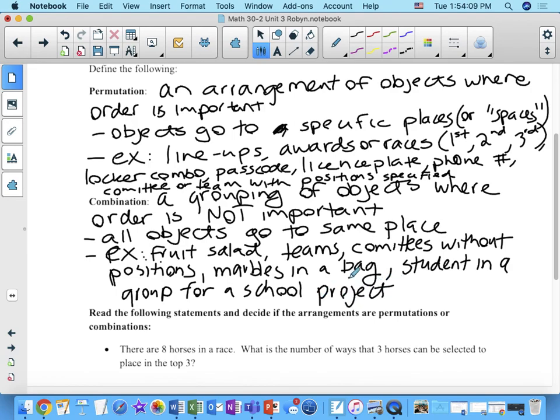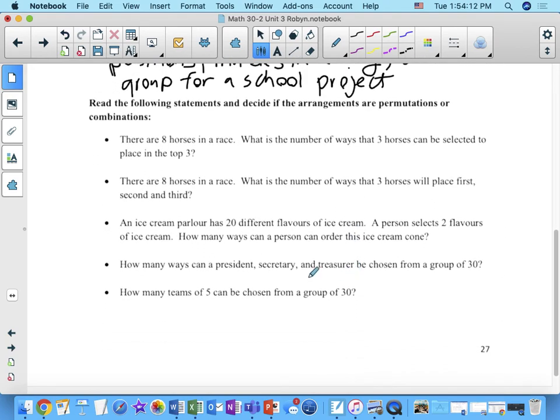All right, so what we're going to do now is look at a couple of scenarios together, and this will be kind of the end of our class today, and just decide whether these are permutations or combinations, okay? There are 8 horses in a race. What is the number of ways that 3 horses can be selected to place in the top 3? Do you think that's a permutation or a combination? Compare it to the next one. There are 8 horses in a race. What is the number of ways that horses will place first, second, and third?